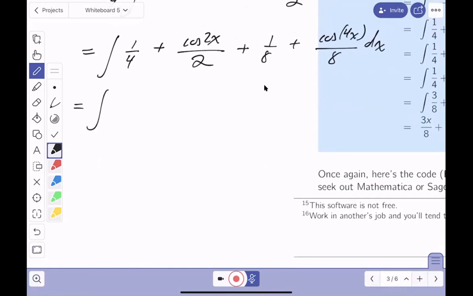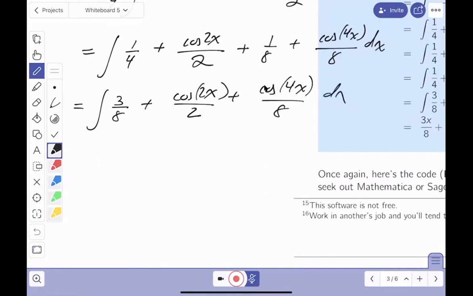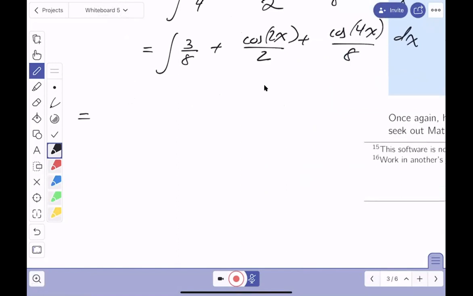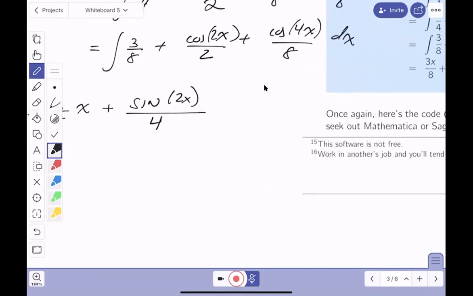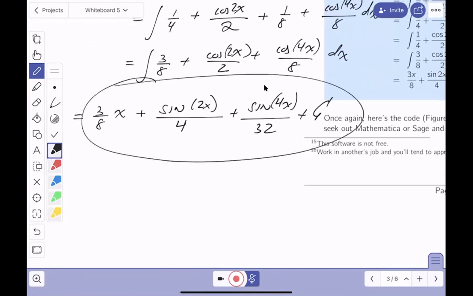1/4 and 1/8 can be added together. That's going to be 3/8 plus cosine of 2x over 2 plus cosine of 4x over 8 dx. I can do my integrations now. What do you get over here? 3/8 of an x plus sine 2x over 4 plus sine of 4x over 32 plus c. I'm done. All right. So I'll put a circle on this indicating that's my final thing.